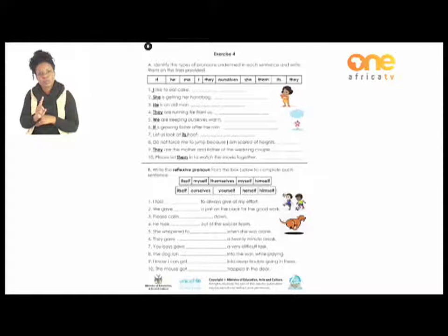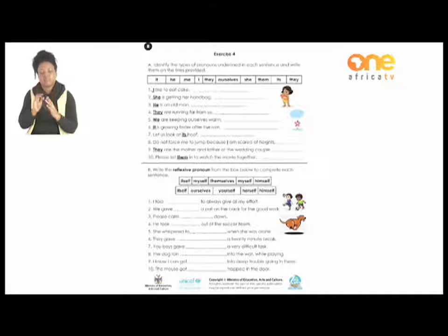So now you are going to fill in the blank spaces where I say the type of reflexive pronoun. In any case, I'm going to fill that one for you. I told Chanel, who? Myself, to always give all my effort. Learners, I hope that you are listening and that you are paying attention.